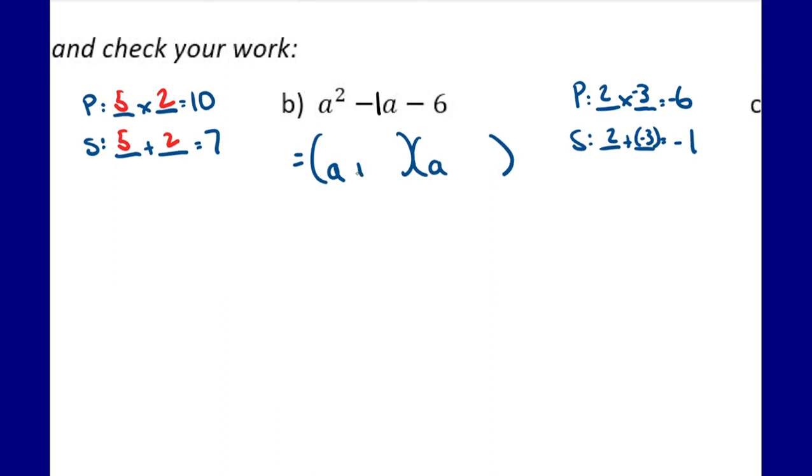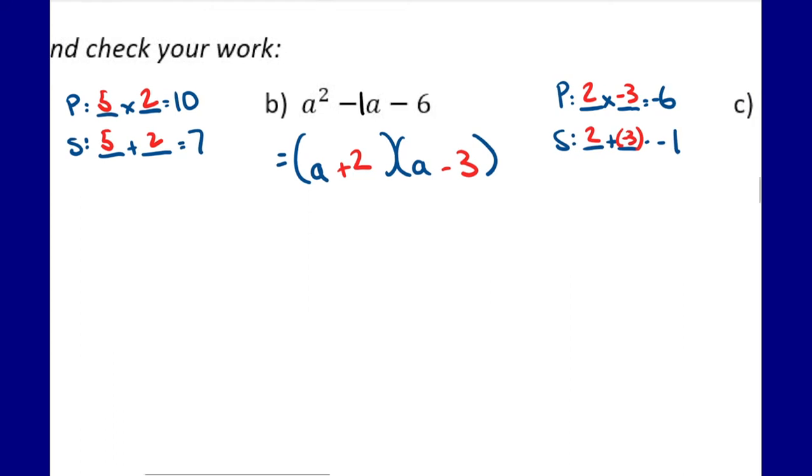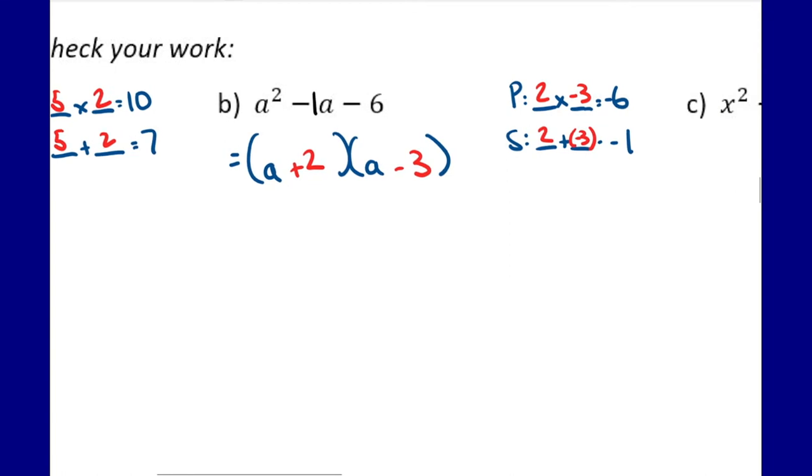So we have positive 2 and negative 3. So a plus 2 and a minus 3 will give me my factored form. And again, you can check that if you want, similar to what we just did.